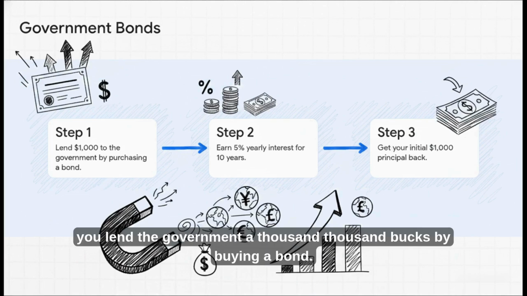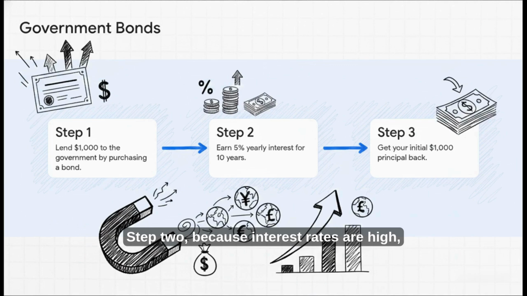Step 1. You lend the government $1,000 by buying a bond. Step 2. Because interest rates are high, the government pays you a 5% return.